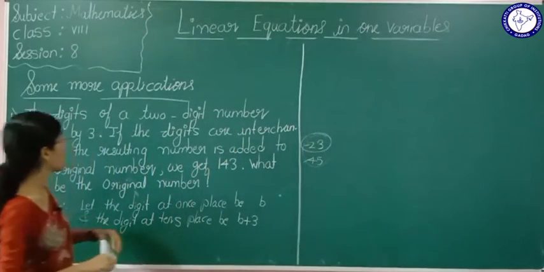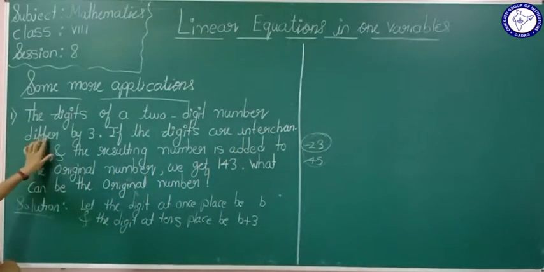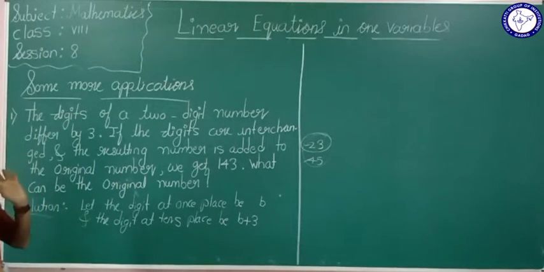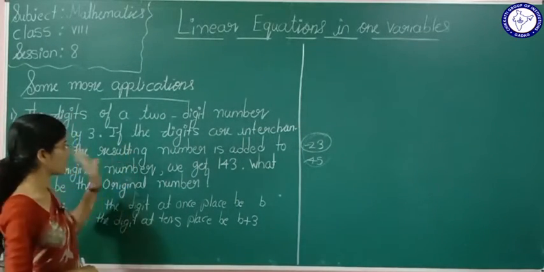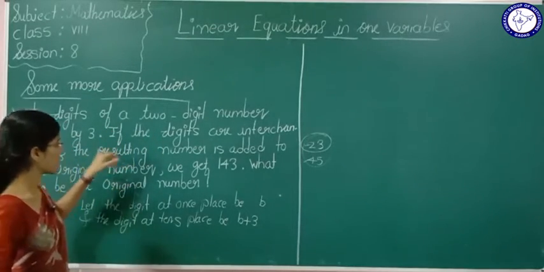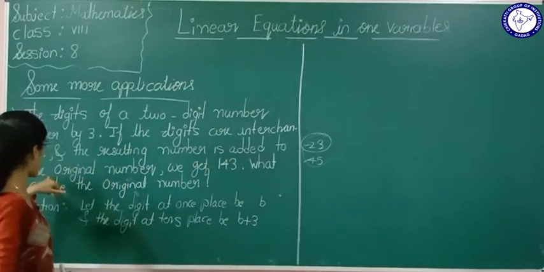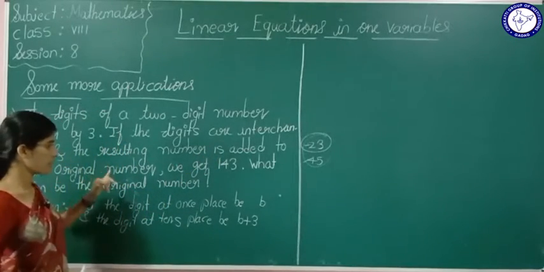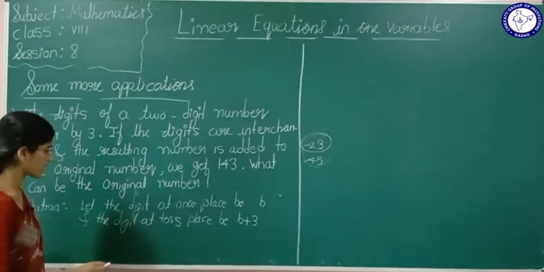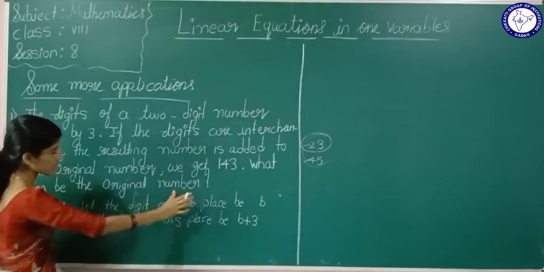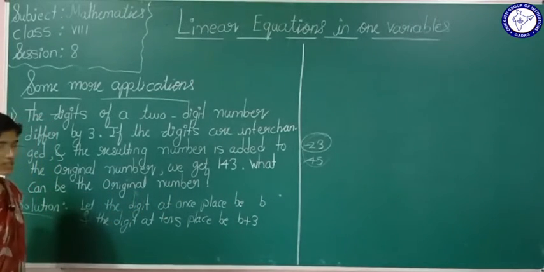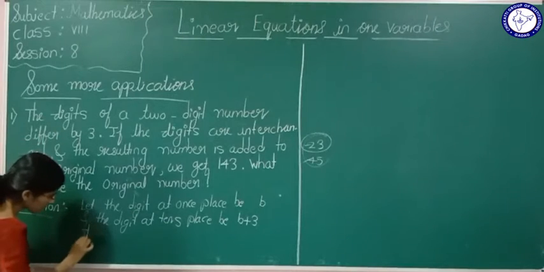If you take a two-digit number, its digits should differ by 3. If the digits are interchanged, the resulting number is added to the original number, we get 143. So what can be the original number? We have assumed the digit at one's place is b and the digit at tens place is b plus 3. So what is then this number?